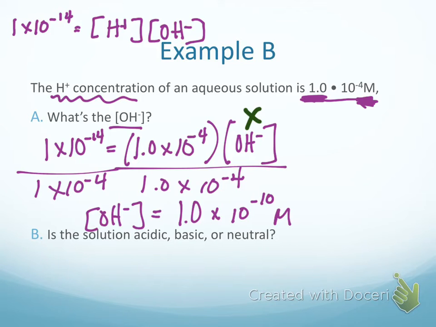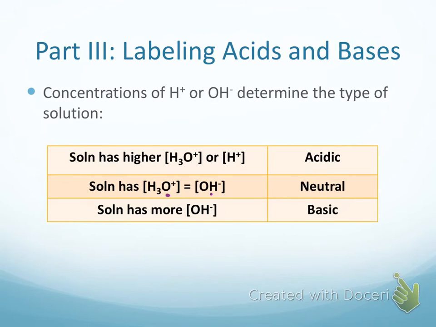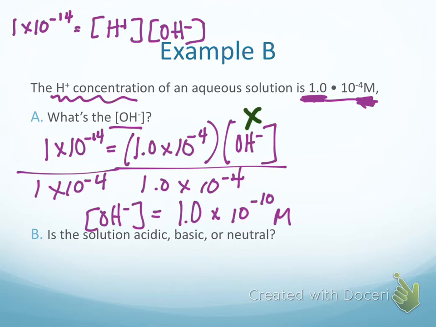All right, and how do I figure out if the solution is acidic, basic, or neutral? You want to compare the amount of hydrogen versus hydroxide. So go back to this slide. You want to compare the amount of hydrogen to the amount of hydroxide. So let's go back to our problem. In this problem, we have 1 times 10 to the negative fourth. That's the amount of hydrogen we have. And the amount of hydroxide is 1 times 10 to the negative 10th.